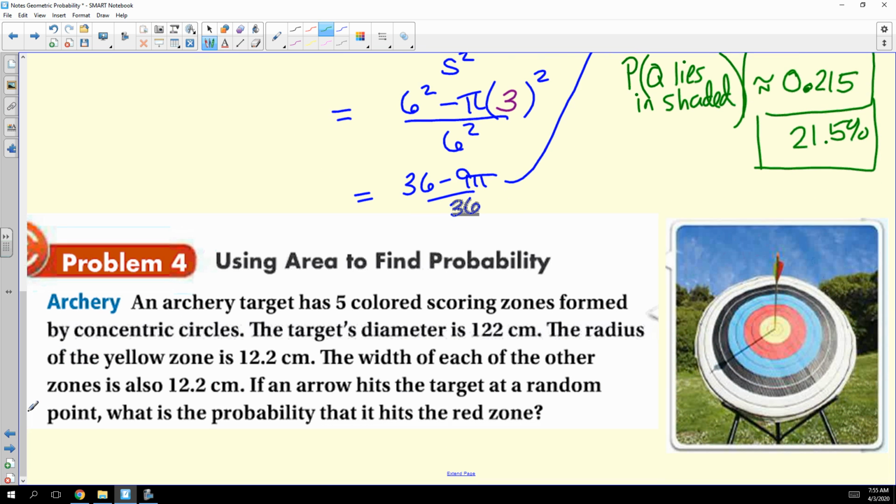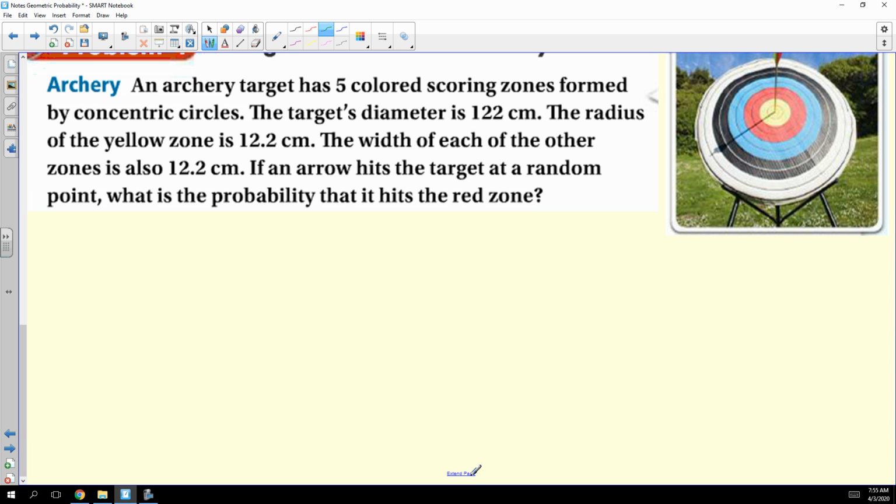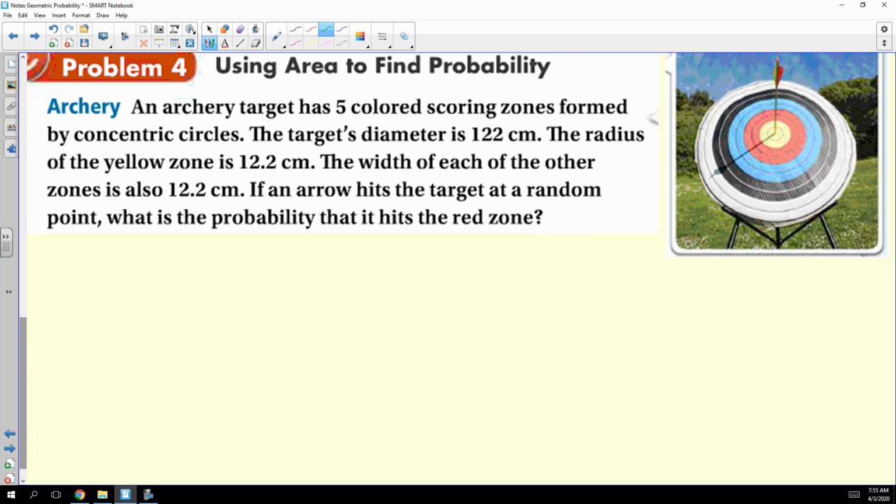We have an archery target with 5 colored scoring zones, yellow, red, blue, black, and white, formed by concentric circles. The target's diameter is 122 centimeters. The radius of the yellow zone is 12.2 centimeters, and the width of each of the other zones is also 12.2 centimeters. So the band for each color is 12.2 centimeters.